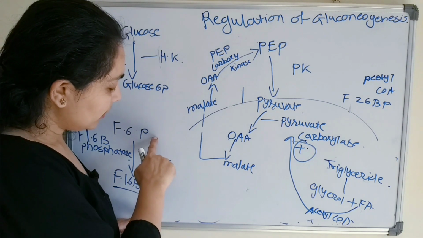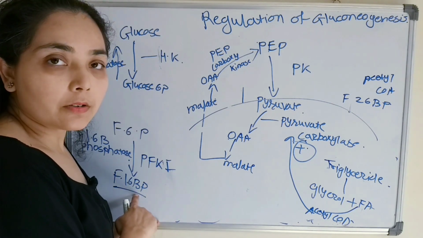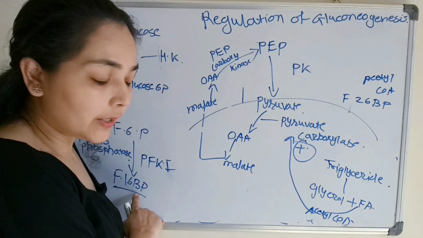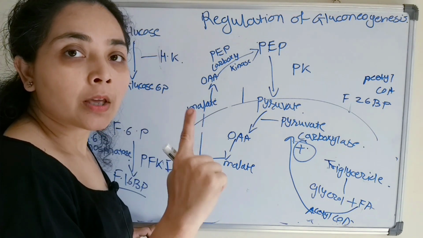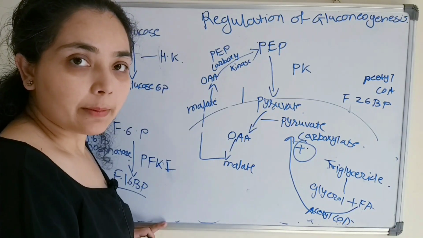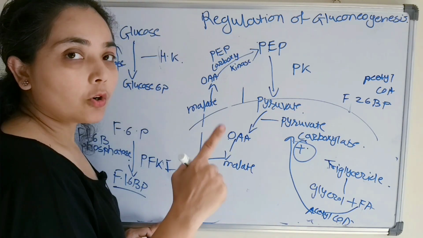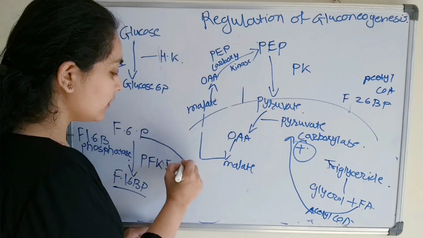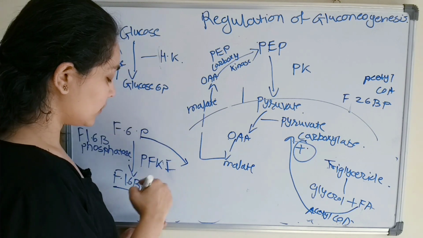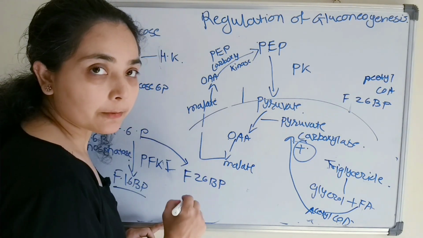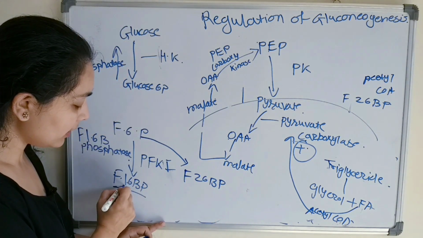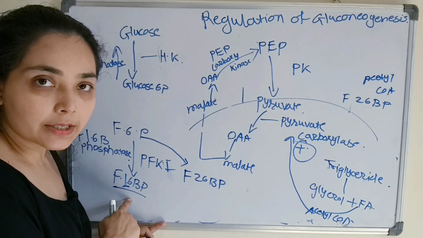When fructose 6-phosphate has converted to fructose 1,6-bisphosphate in the presence of the enzyme phosphofructokinase 1, there was also another enzyme, phosphofructokinase 2, which has converted fructose 6-phosphate to fructose 2,6-bisphosphate. Are you getting what is happening here? Here the phosphate group had attached at the first step.